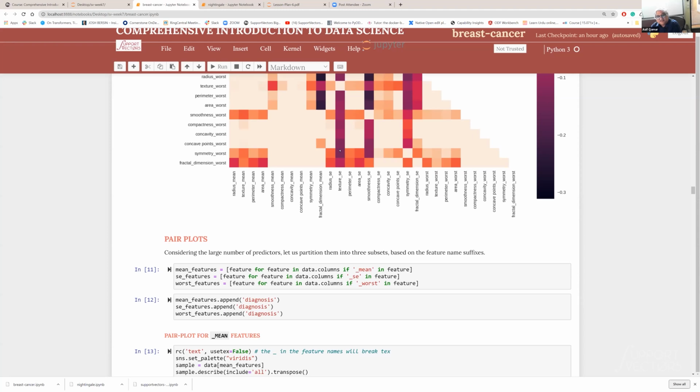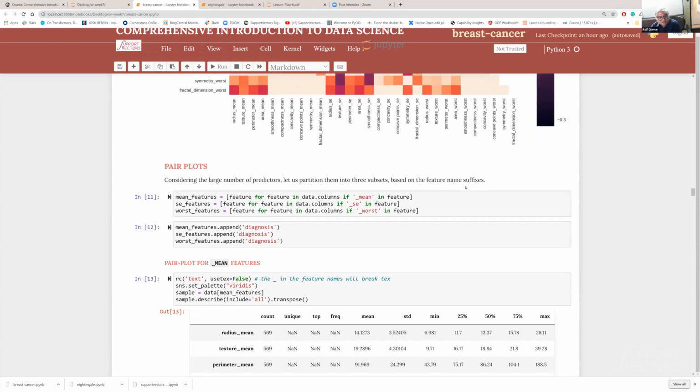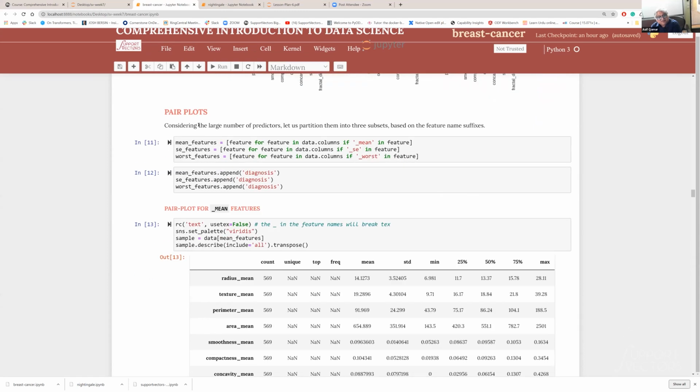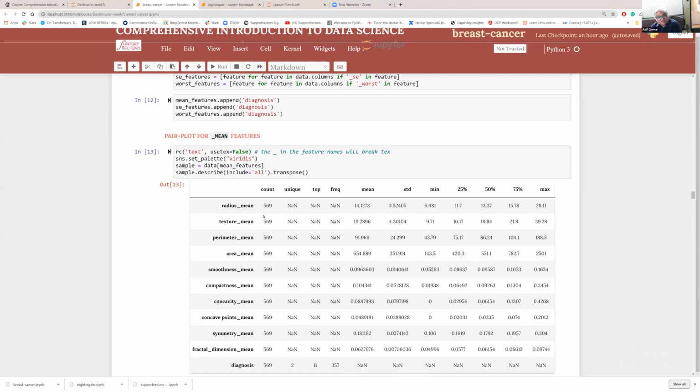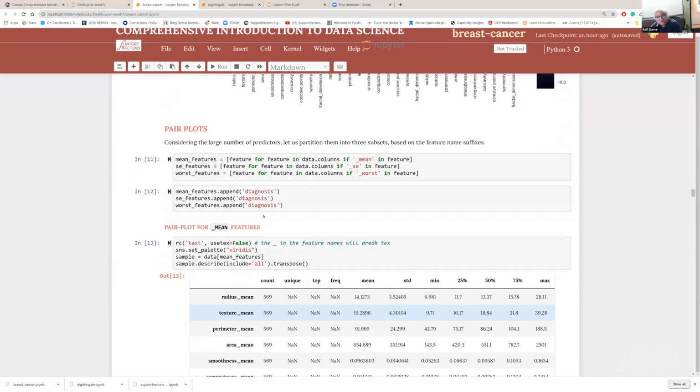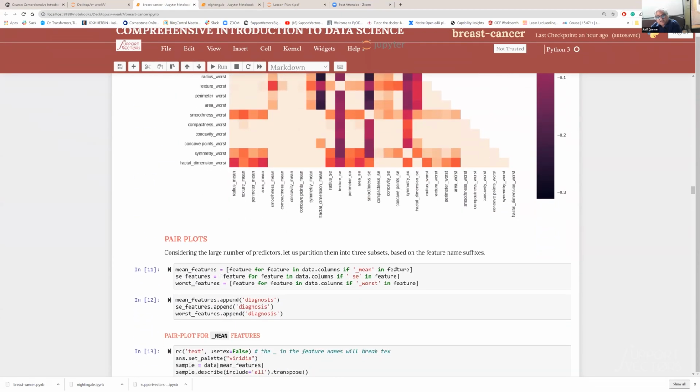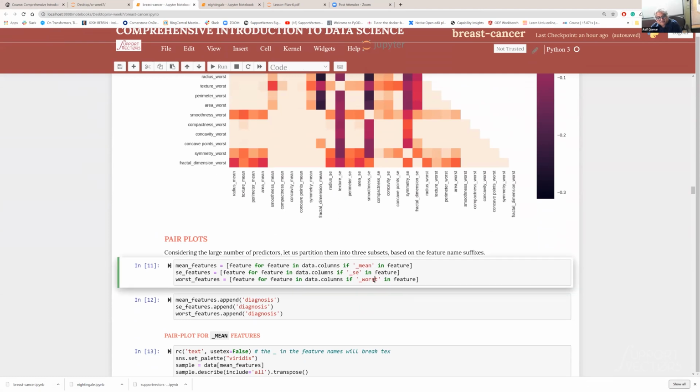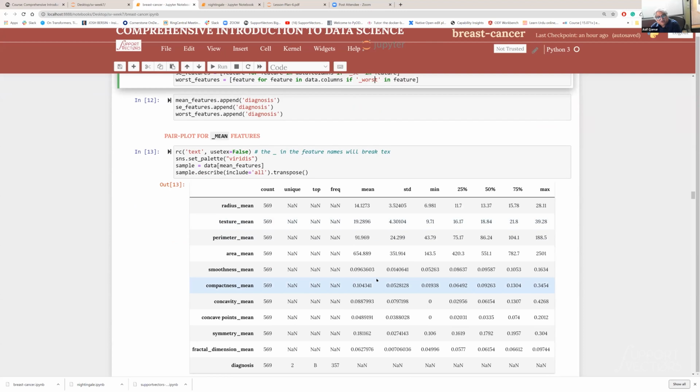It is worth sitting and pondering over it, seeing which is positive and whether it makes sense in terms of domain understanding. And then we take the pair plots. We always draw the pair plots. There are so many predictors, 30. So I broke it up into the ones that end with mean, the ones that have standard errors, and the ones that have worst, so that we get 3 different plots.